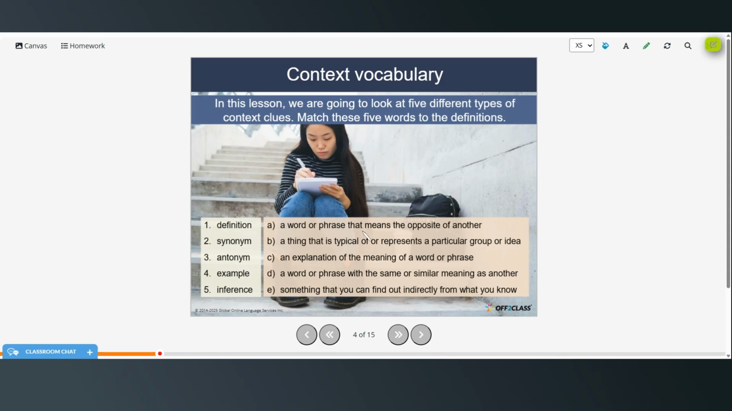Okay, a word or phrase that means the opposite of another, that is antonym. A thing that is typical of or represents a particular group or idea, that would be an example. An explanation of the meaning of a word or phrase is definition. A word or phrase with the same or similar meaning as another, that is synonym. And something that you can find out indirectly from what you know is inference.